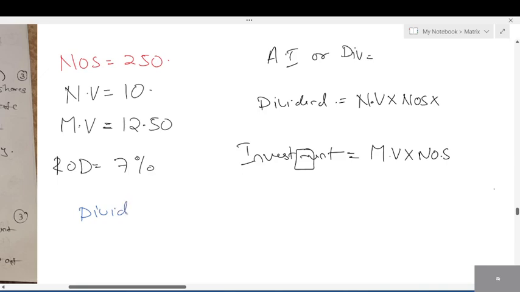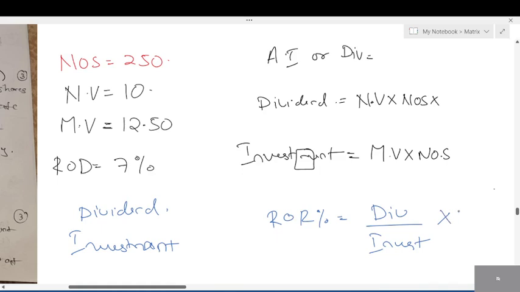One is the dividend formula, dividend investment. I'll explain that again. Then the rate of return. What is the rate of return formula? Rate of return percent equals dividend divided by investment into 100. This will give you the rate of return. These are the formulas you have to remember.